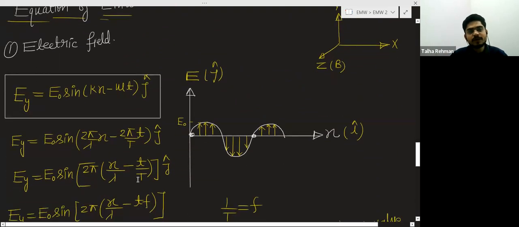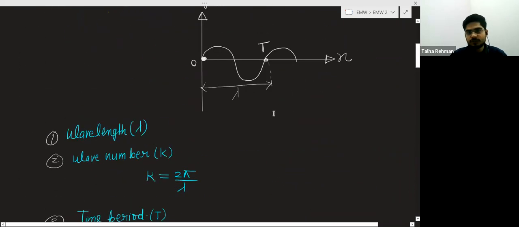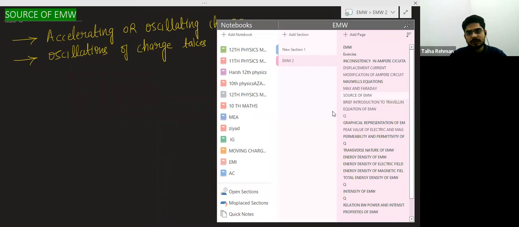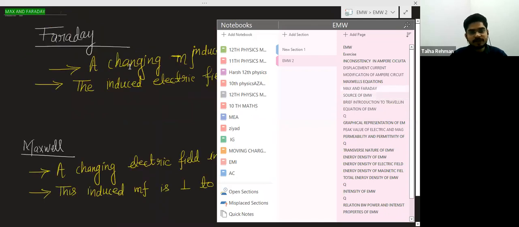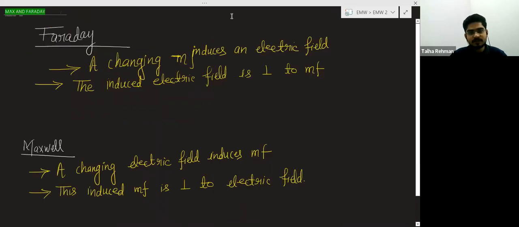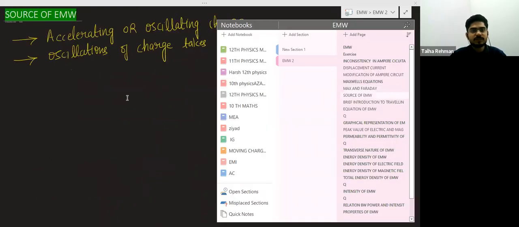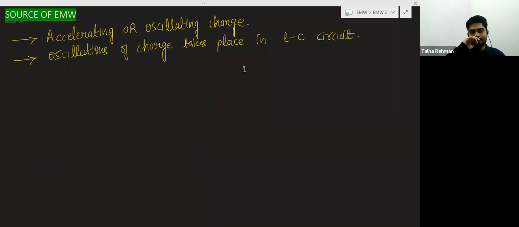Now the equation of the electromagnetic wave. Okay, first take the screenshot of this. Have you completed this in the last class? Yes, sir. So now please take the screenshot of this, because after this we will start optics.